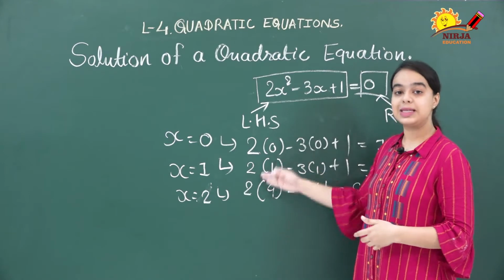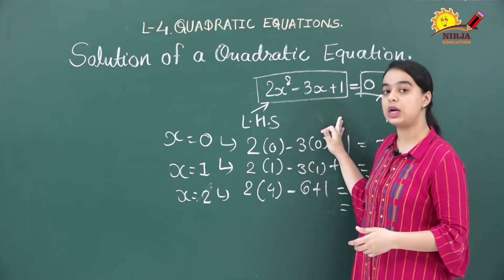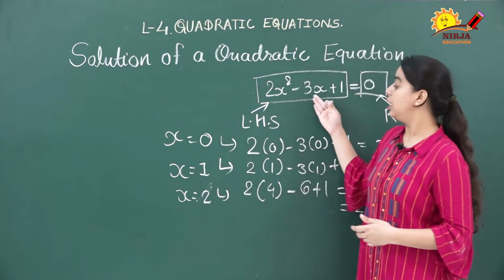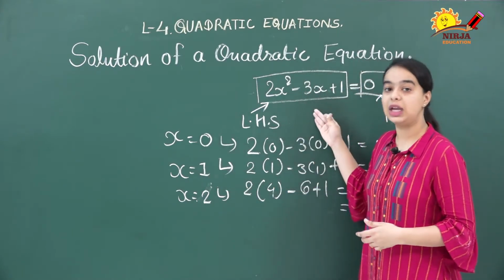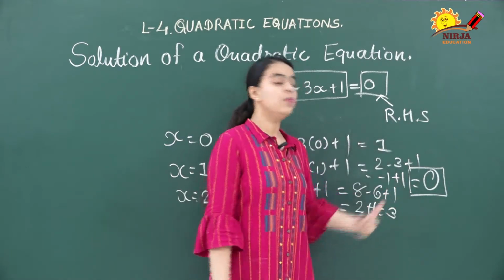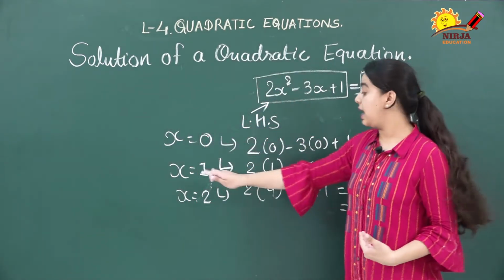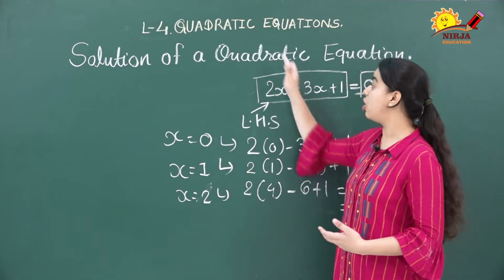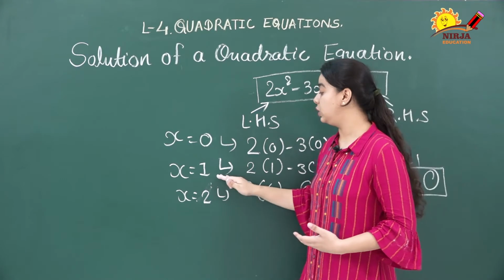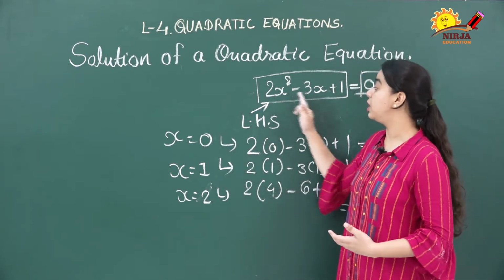Why is x is equal to 1 the solution for this quadratic equation? Because while putting x as 1 in this left hand side, we are getting the answer as our right hand side, which is 0. So we can call x is equal to 1 the solution of this quadratic equation. We can also say x is equal to 1 is a zero for this particular polynomial.